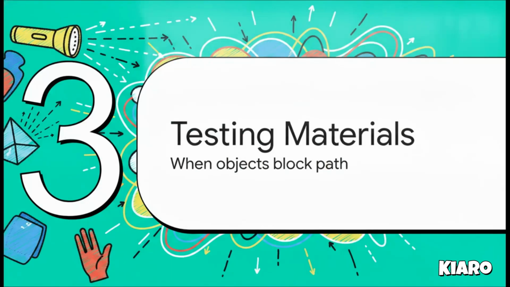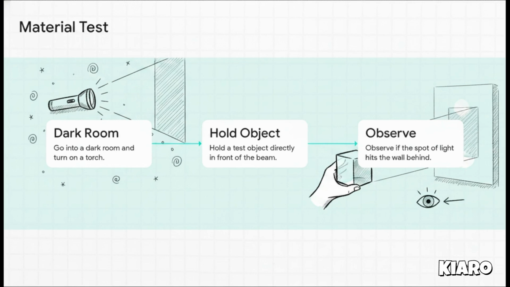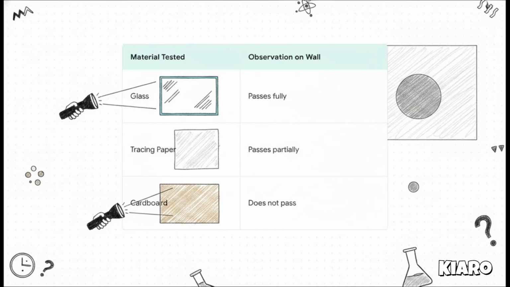Which brings us to Section 3, Testing Materials with Light. Let's see what happens when objects get in that straight path. Let's enter the next phase of our lab. We're going to test what happens when different everyday items try to block light's path. And honestly, this is a fantastic little test. You can literally try it at home tonight. Just go into a dark room, turn on a torch, and aim it at the wall. Then hold different test objects right in front of the beam and observe whether the spot of light still manages to hit the wall behind your object. Let's check out our lab results, because different materials react in wildly different ways.